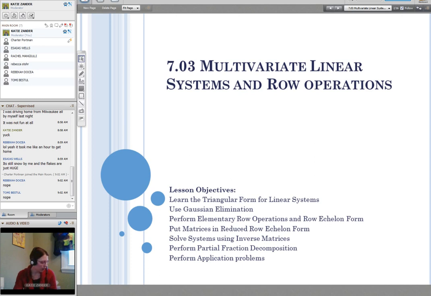Now all the stuff that we're looking at here today can be performed algebraically, but it's time consuming and it can get a little bit confusing at times, which is why we're going to rely on the calculator for the most part. It is going to save us an immense amount of time if we can just punch things into our calculator and let it do all the dirty work for us, so to speak. So today we're going to be looking at multivariate linear systems and row operations.